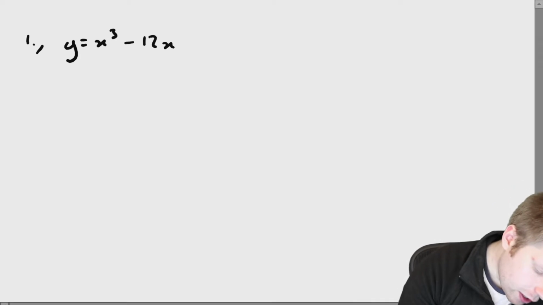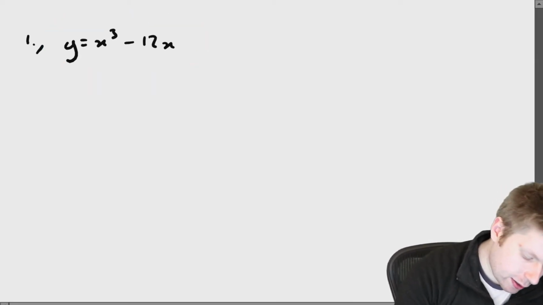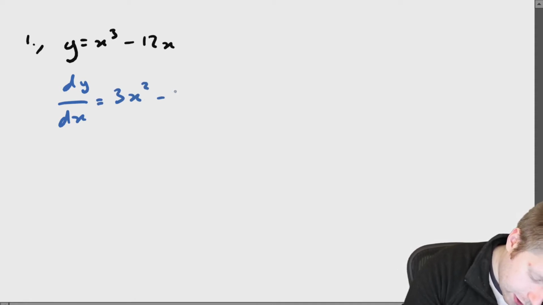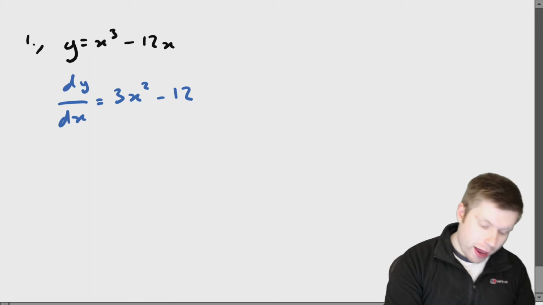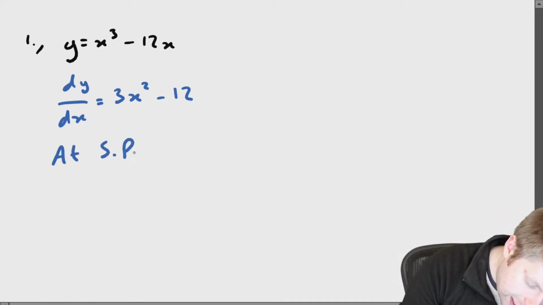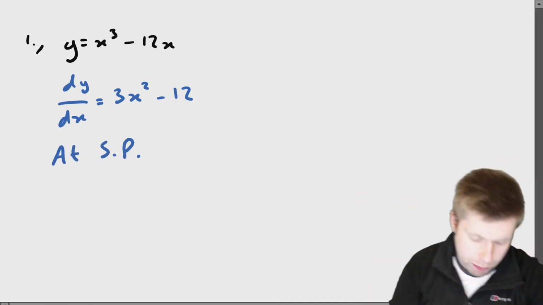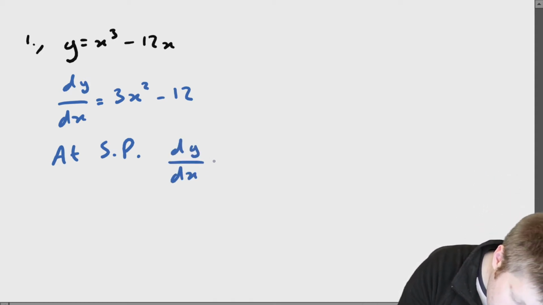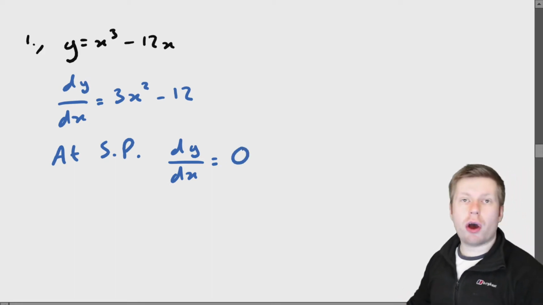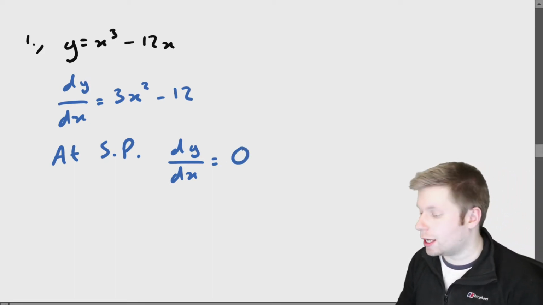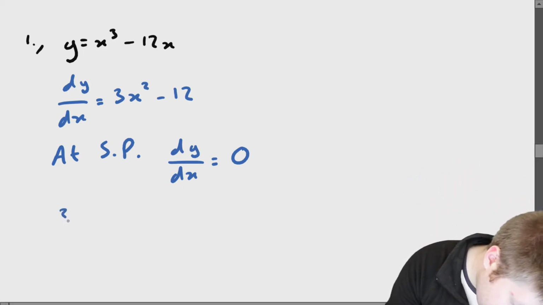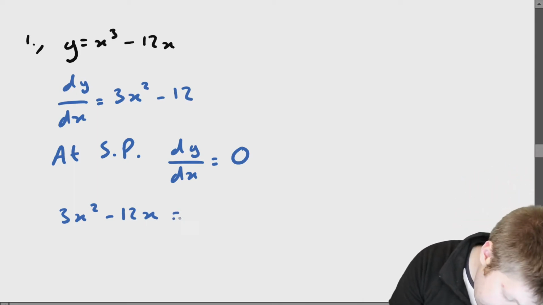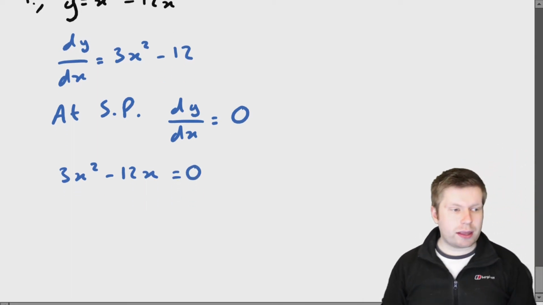Let me show you. If I get given y equals x cubed minus 12x, and I differentiate this, dy by dx is equal to 3x squared minus 12. Then I know that at a stationary point, and I'm just going to write SP because I'm feeling lazy, the derivative, dy by dx, the gradient of the tangent, should be equal to 0. It's the point on the curve where the rate of change is 0. So in other words, it's not changing at that point. So if I set my derivative, 3x squared minus 12, equal to 0 and solve it, I should be able to find the stationary points.